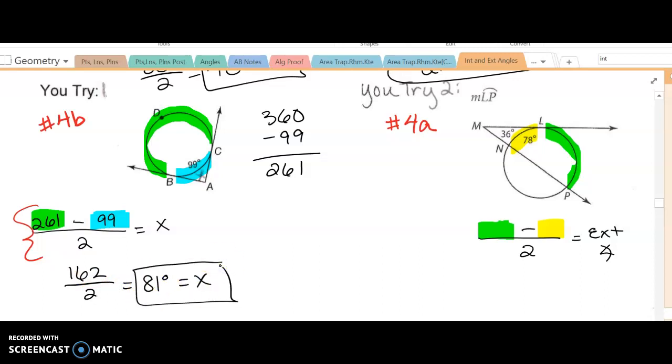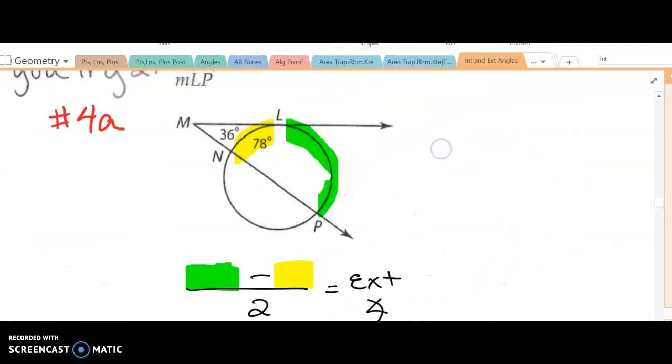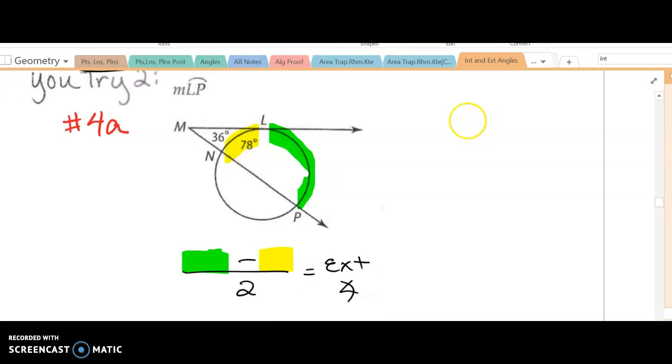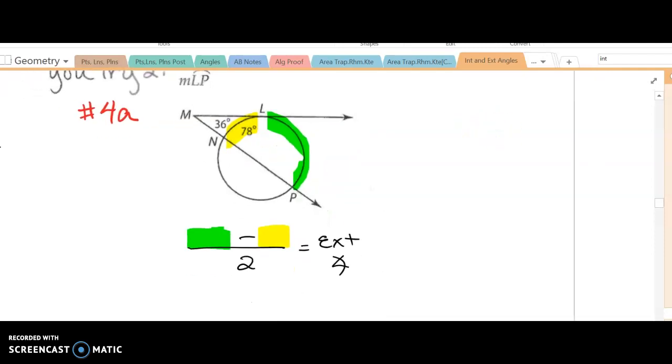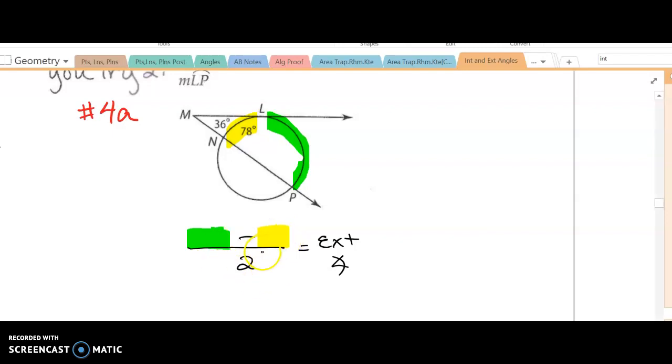And U-tri 2 over here, again, you don't know the green portion yet. For now, let's just think about the big picture of strategy and fill in. What you know is that the yellow arc is the arc in between two lines that come to intersect at point M. We know green minus yellow all over 2 equals the exterior angle. So let's fill in what we know. We know the yellow arc is 78. We know the exterior angle is this over here.